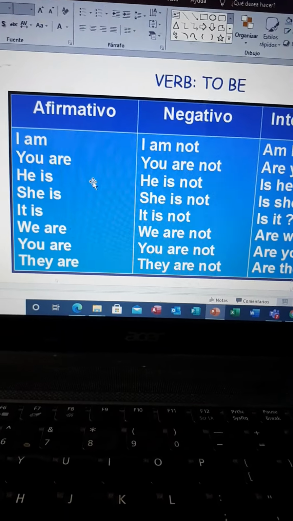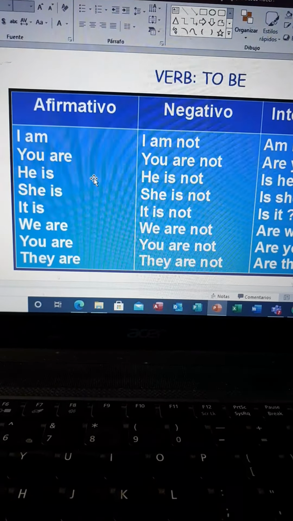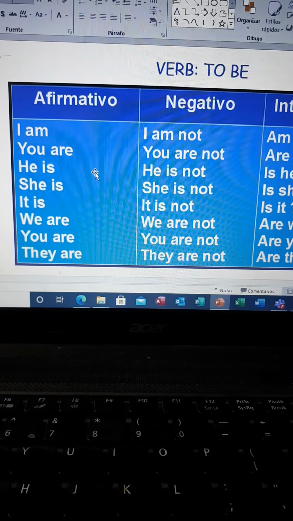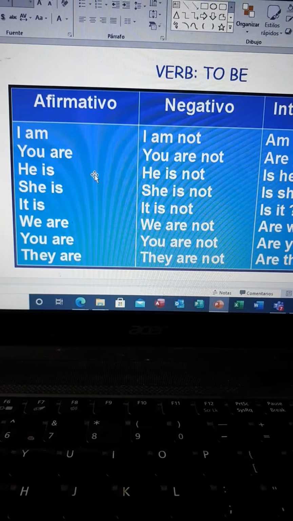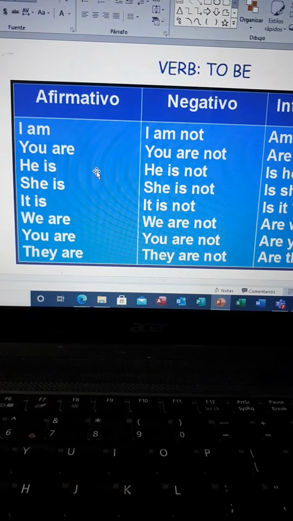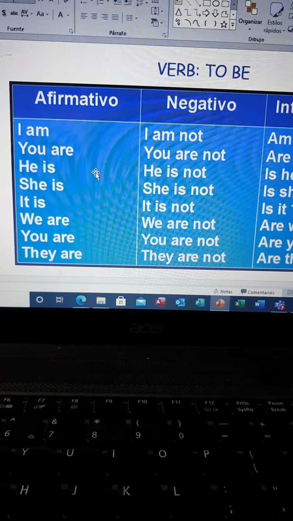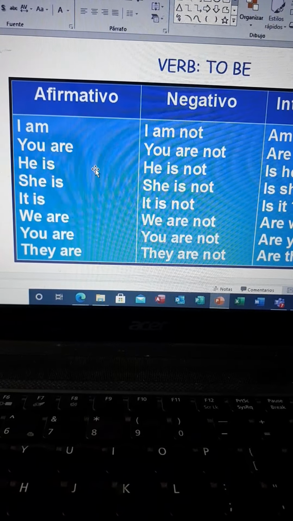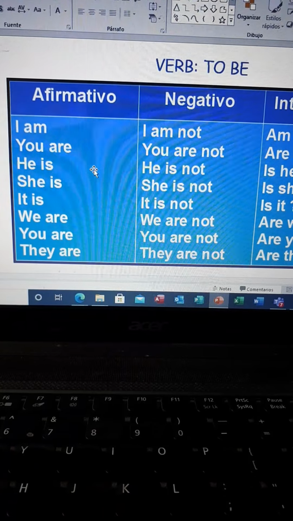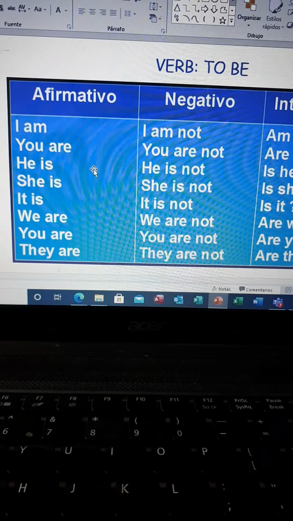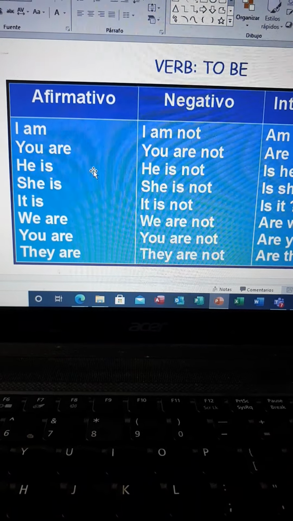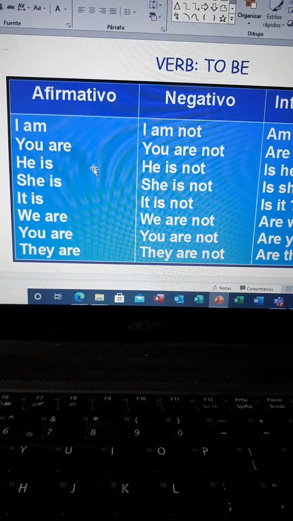Okay, and we use the pronouns instead of saying the names. Okay, he and Enrique is the same. Okay, he is my friend. Enrique is my friend. You're saying the same. Okay, but we use he instead of saying the name of the person. Okay, she and Jimena is the same. Okay, if you say Jimena or if you say she is the same.